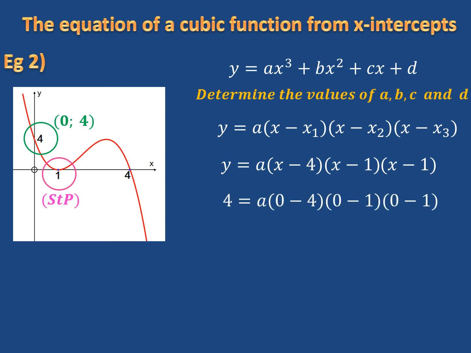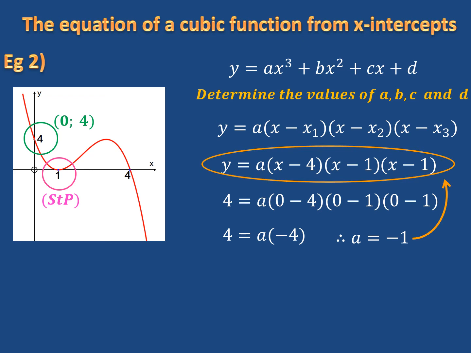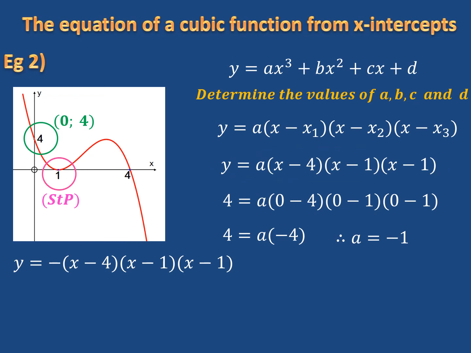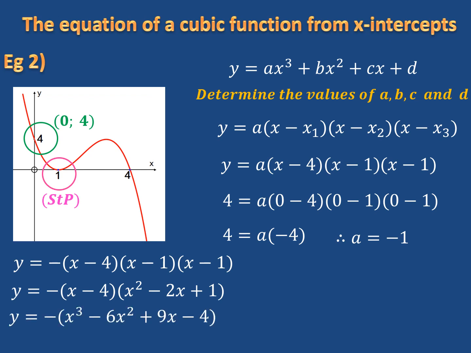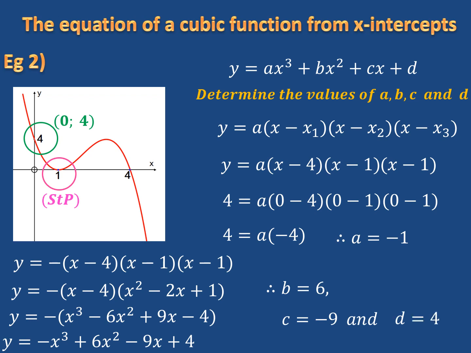If I multiply those brackets together, I end up with minus 4a is equal to 4. In other words, a is minus 1. Now substitute that back into the equation with the x-intercepts and multiply out. Again, the order of brackets doesn't matter. I've chosen to multiply the second 2 brackets together, then all the brackets, and the minus goes in, which gives me a b value of 6, a c value of minus 9, and a d value of 4.